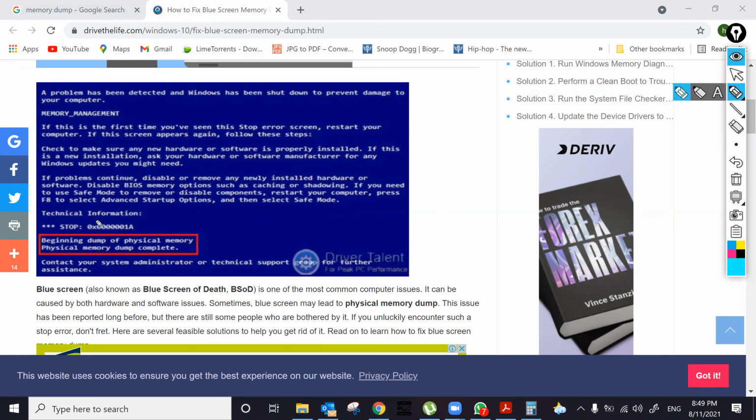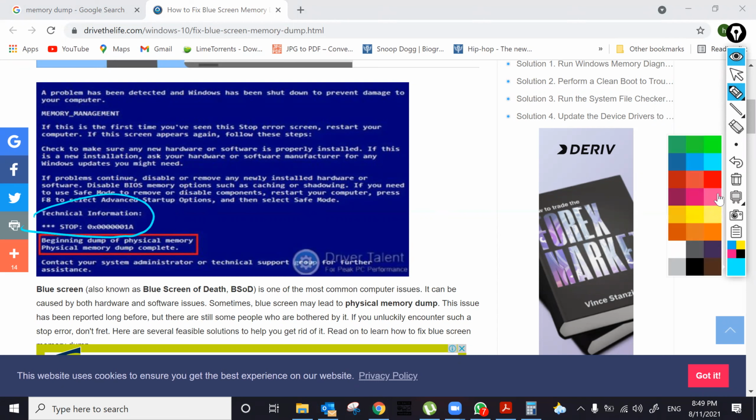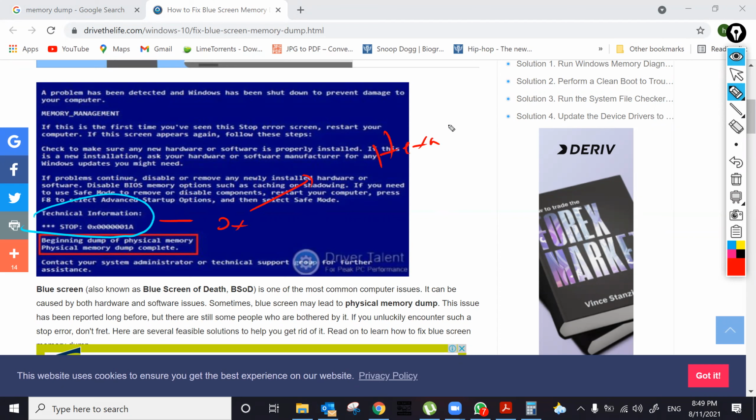Here is the stop code. What is it represented by? They have represented it in hexadecimal. 0x means a hexadecimal value. Here it is 0000001A. So this is one of the examples of a memory dump. Got it?